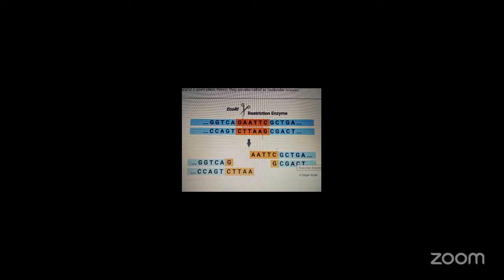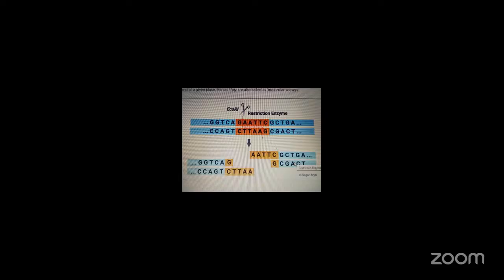So hydrolysis, we know that one. That is the splitting of a chemical bond by addition of a water molecule, here of the bond between the adjacent nucleotides. To cut the DNA, all the restriction enzymes make two incisions, once through each sugar phosphate backbone, meaning each strand of the DNA double helix.